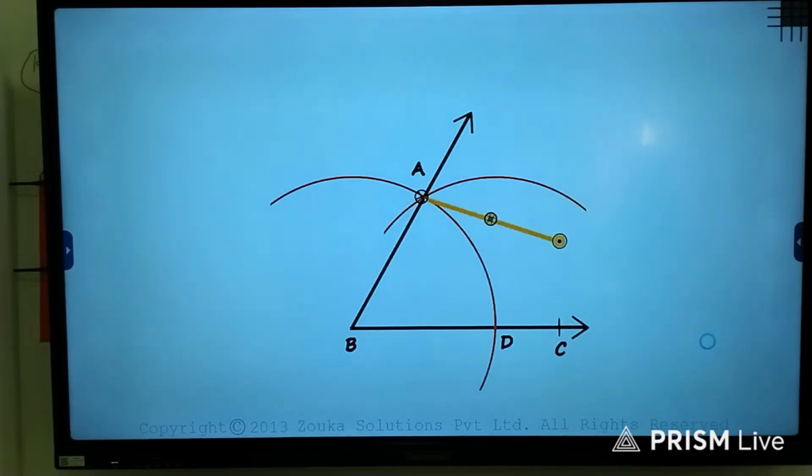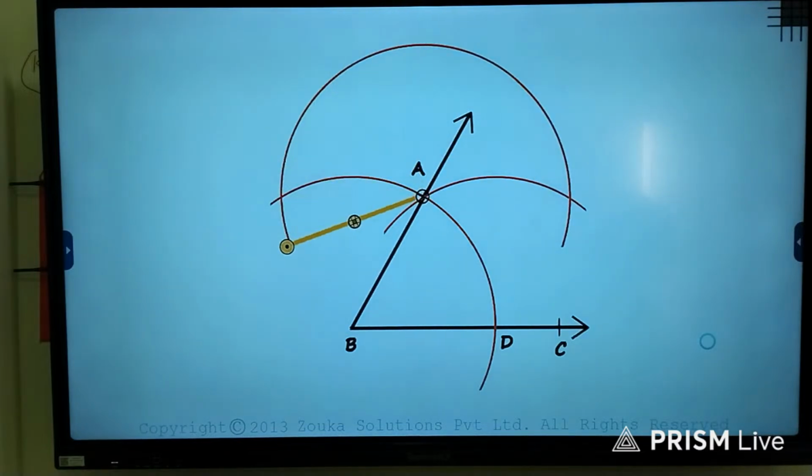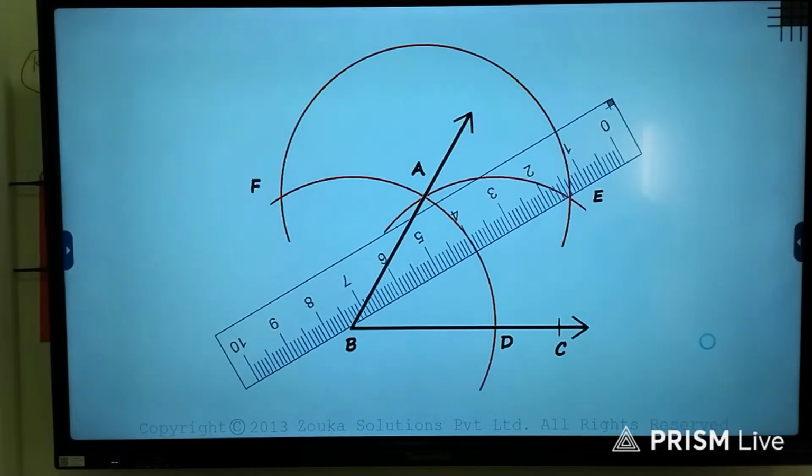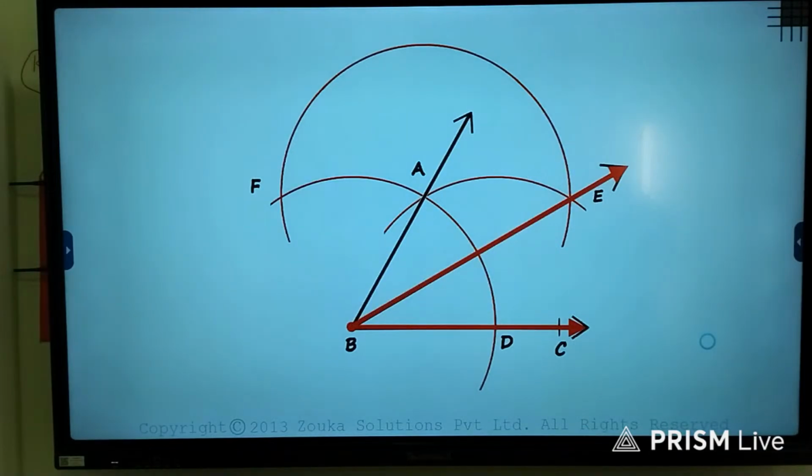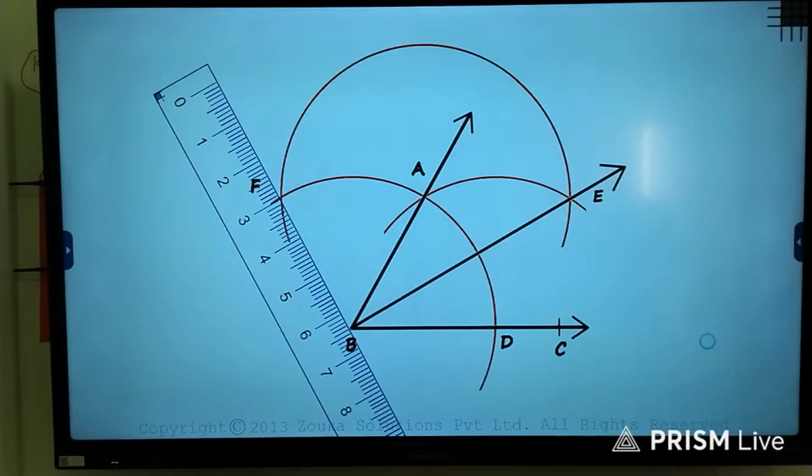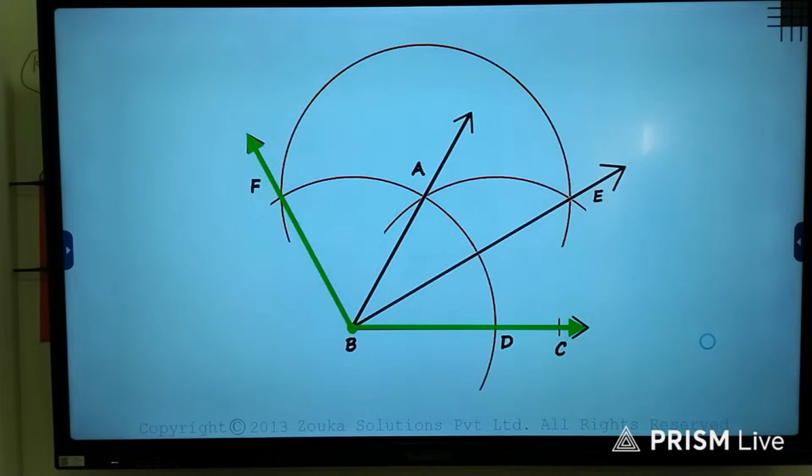We keep the compass at point A and draw a big arc like this, which intersects the previous two arcs at points E and F. If we join points B and E to get angle EBC, it will measure 30 degrees. Angle ABC measures 60 degrees and angle EBC measures 30 degrees. To get the 120-degree angle, we join points B and F to get angle FBC. Measure of angle FBC will be 120 degrees.